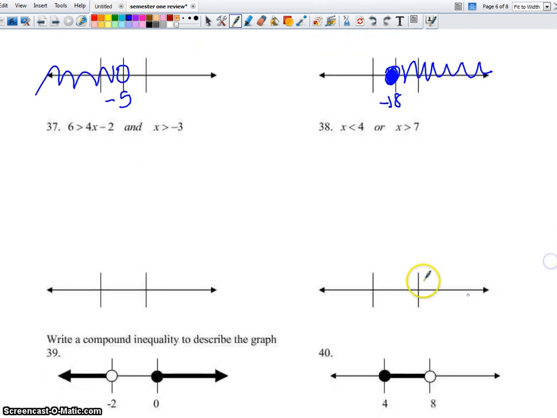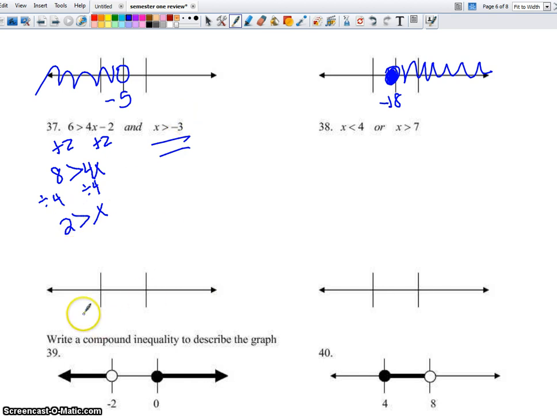Okay, I don't really think we did anything like 37 or 38. Basically, what you would do is solve each side. So on this one, we would add 2. So 8 is greater than 4x. Divide by 4. 2 is greater than x. This one already has x by itself. So my numbers, I have a 2 and a -3. Put your small number on the left. X is greater than -3, so you would open and you would shade this way.